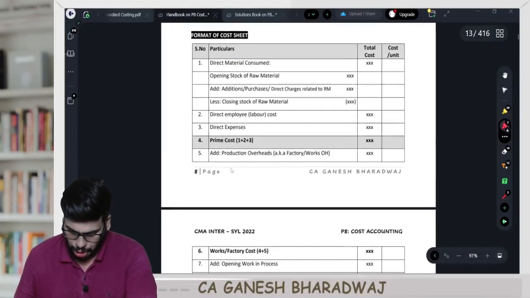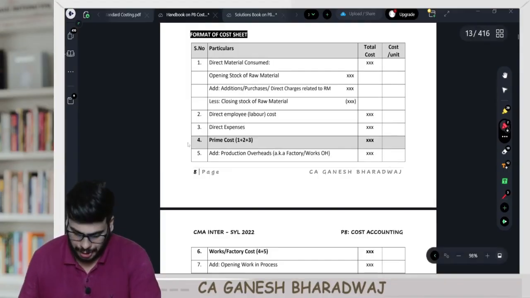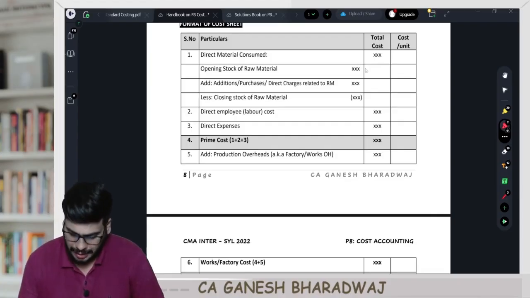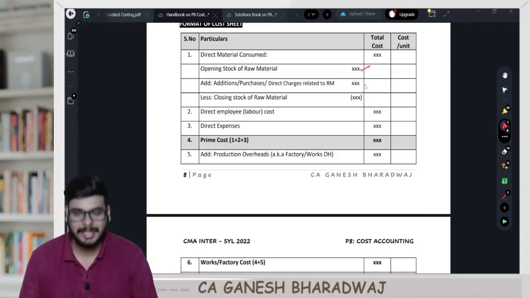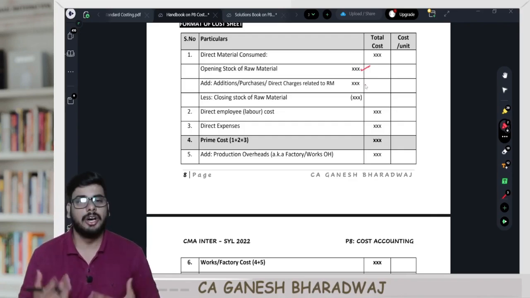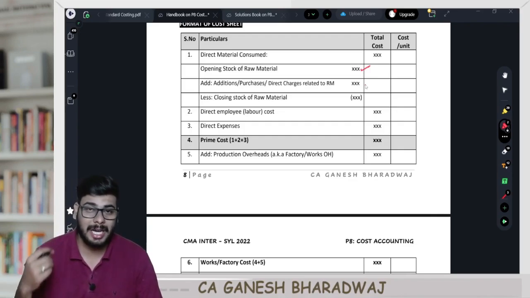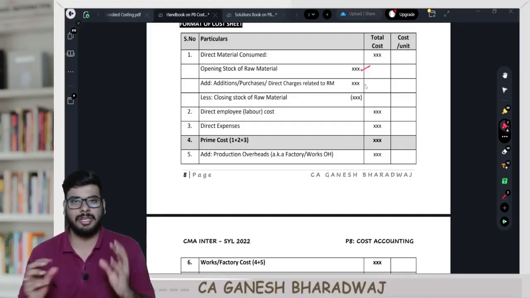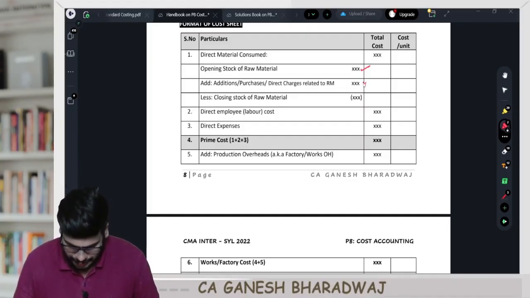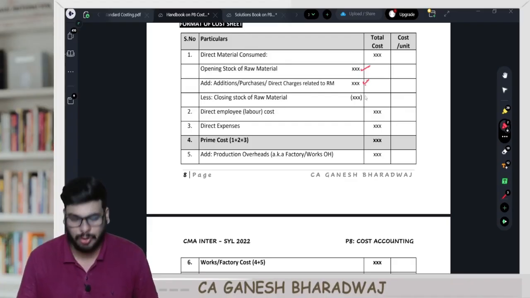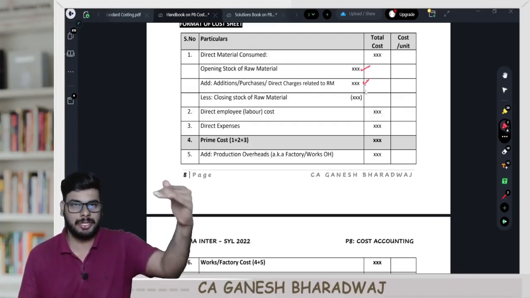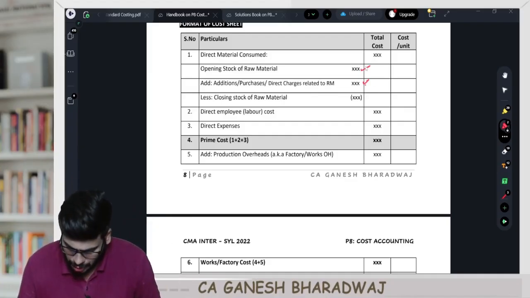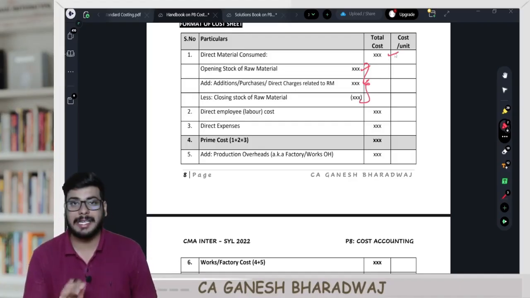Now, format of cost sheet. How does the format of cost sheet look like? First, you need to calculate the direct material consumed, which is nothing but opening stock of raw material plus any kind of additions, purchases, or any direct charges related to purchase of raw material, for example, freight inwards and all. So all the costs incurred to bring the raw material to the current location need to be also added here, minus your closing stock of raw material. So opening stock plus purchase related costs minus closing stock. If you net off these three, you will get the direct materials consumed.